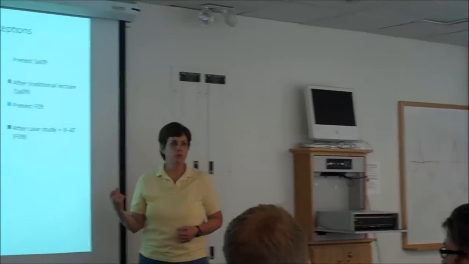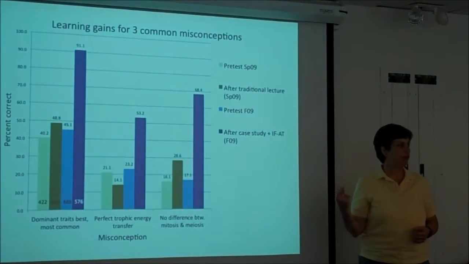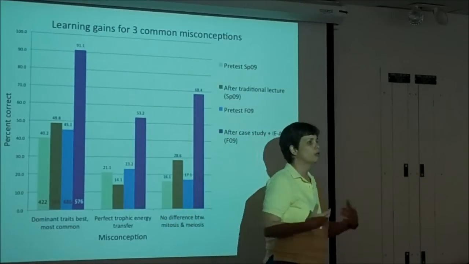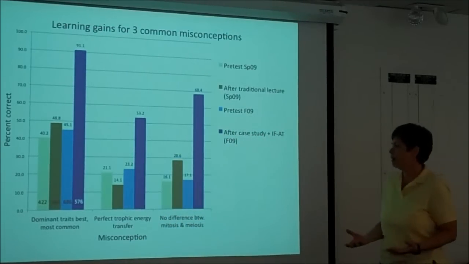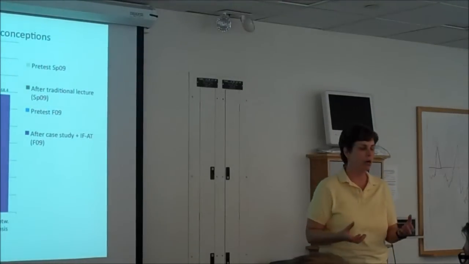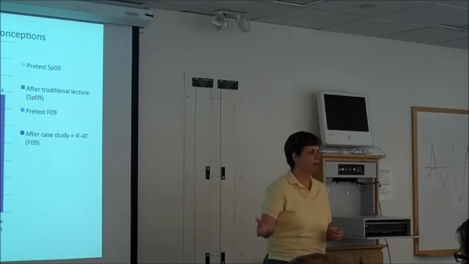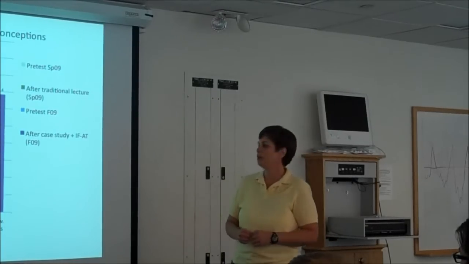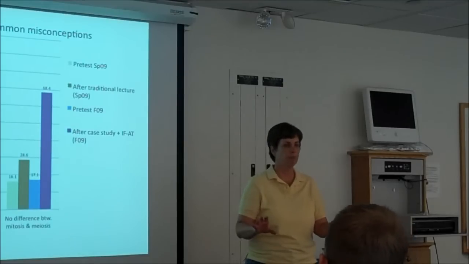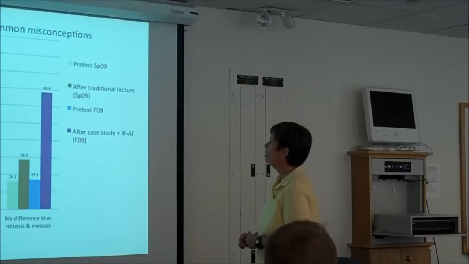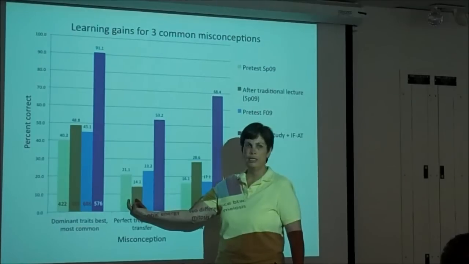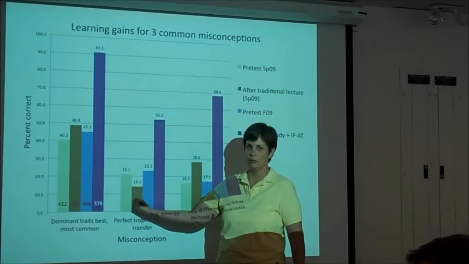The 3 misconceptions were the same across both semesters. And the ones that I chose were that the dominant traits are the best and most common in a population, that there is perfect energy transfer among trophic levels. This is a really common one for not only our introductory biology students, but upper level ecology students. And that there's no difference in the products of mitosis and meiosis. Okay, that's the misconception. So what you can see is that in spring of '09, there was really no effect. This difference is not significant, although it's disheartening.